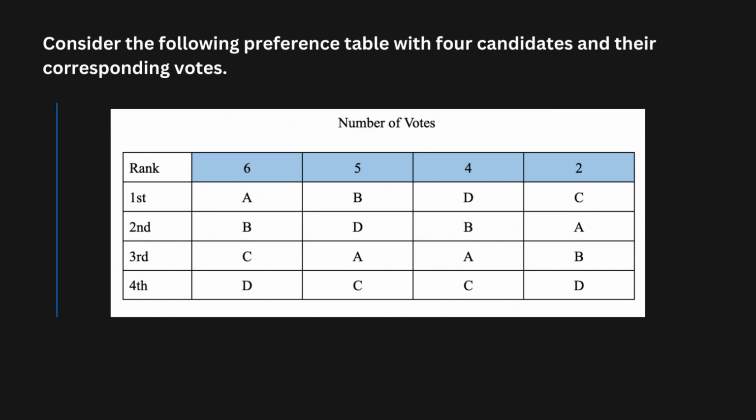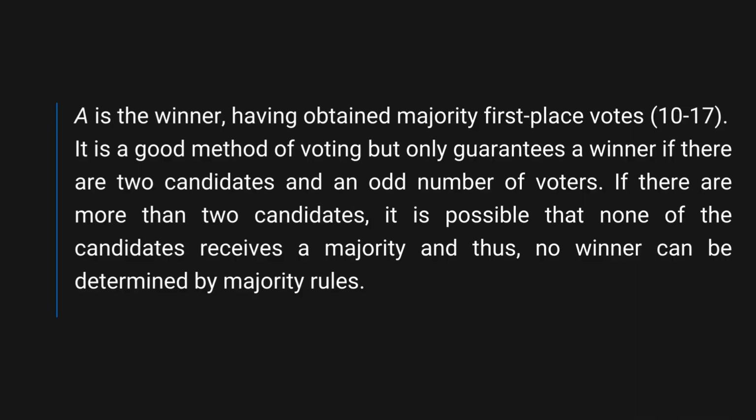Consider the following preference table with 4 candidates and their corresponding votes. Based on the table, A is the winner, having obtained a majority of first place votes, 17 of 30. It is a good method of voting but only guarantees a winner if there are 2 candidates and an odd number of voters. If there are more than 2 candidates, it is possible that none of the candidates receives a majority, and thus no winner can be determined by majority rules.